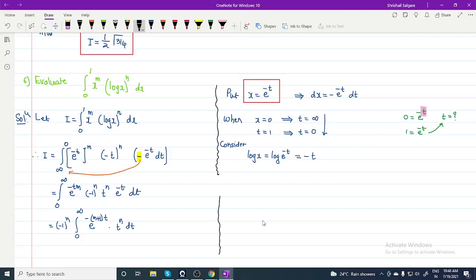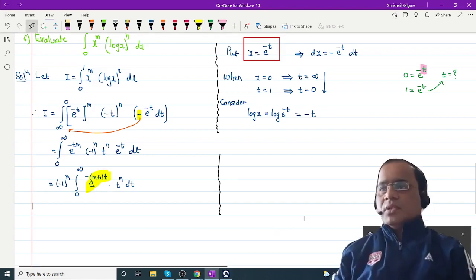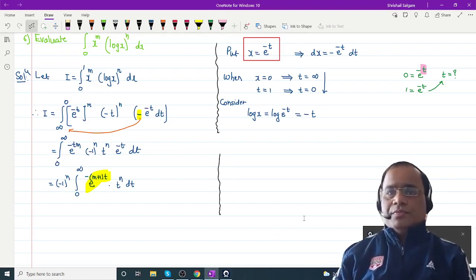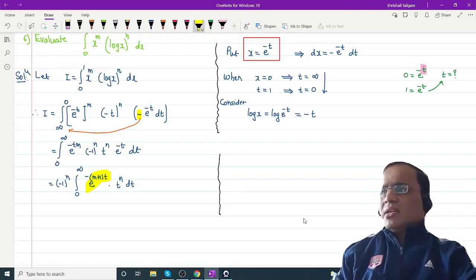Whether it is converted to the gamma, because for the gamma function I require e to the power minus t as the kernel. But here I have, once again I write that term properly, m plus 1 into t. So whether it is converted to the gamma, if not, what should I do? Tell me. What is the kernel I required?